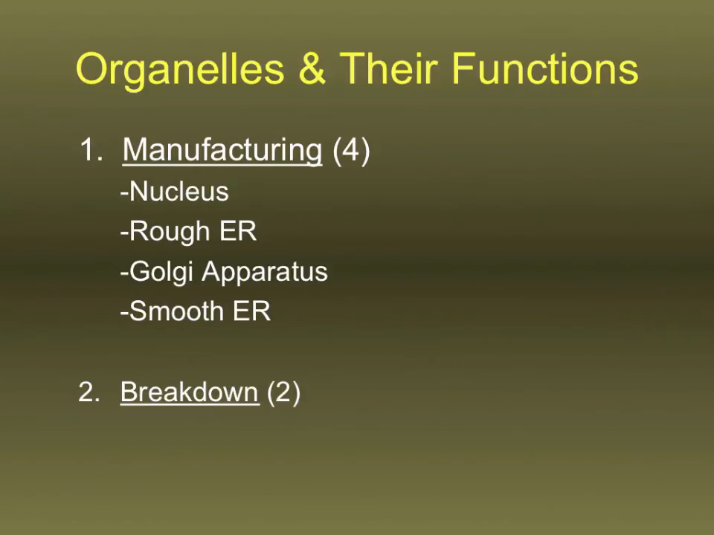What about organelles that are involved in breaking stuff down? Well, you could obviously go with lysosomes. That would work. You could go with peroxisomes. That would work as well. You could even go with vacuoles, because sometimes vacuoles have the ability to break down toxins too.